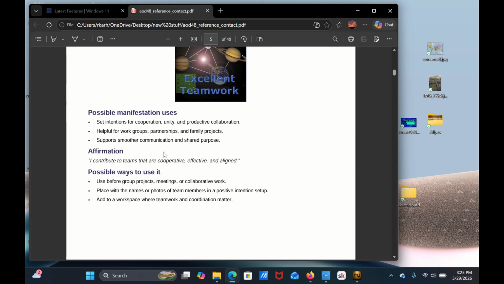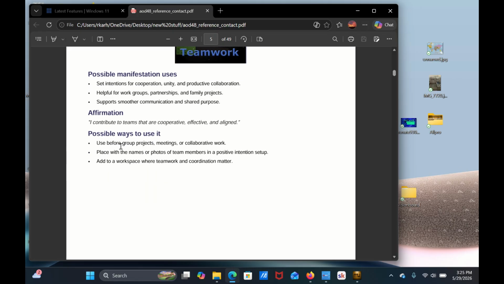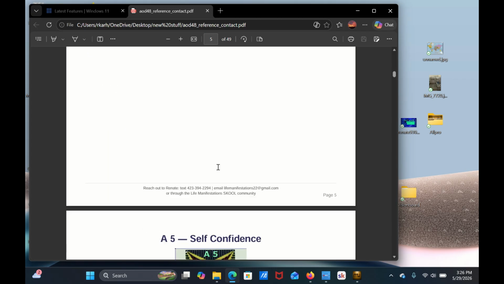Excellent teamwork. Possible uses: set intentions for cooperation, unity, and productive collaboration. Helpful for work groups, partnerships, and family projects. Supports smoother communication and shared purpose. Affirmation: I contribute to teams that are cooperative, effective, and aligned. Possible ways to use it: use before group projects, meetings, or collaborative work. Place with the names or photos of team members in a positive intention setup. Add to a workspace where teamwork and coordination matter.